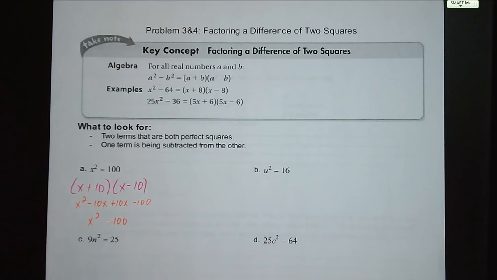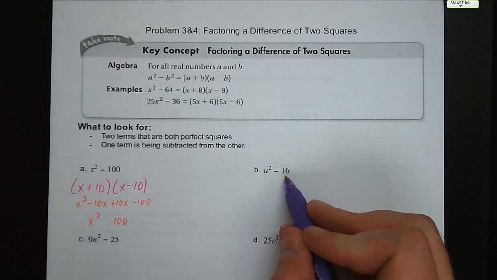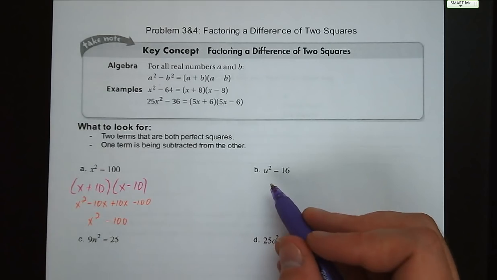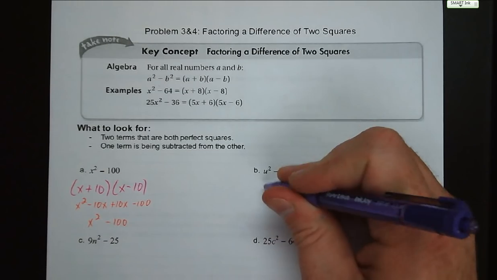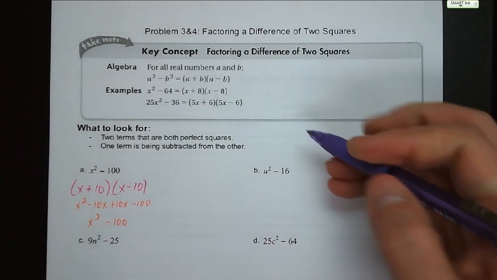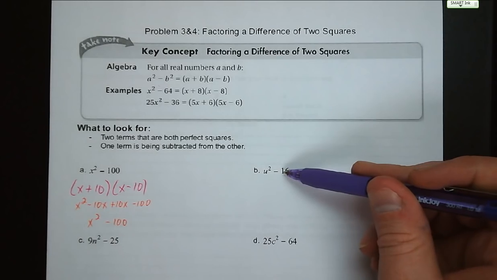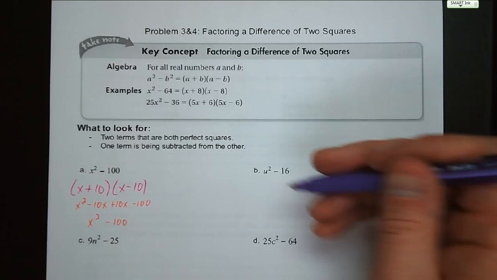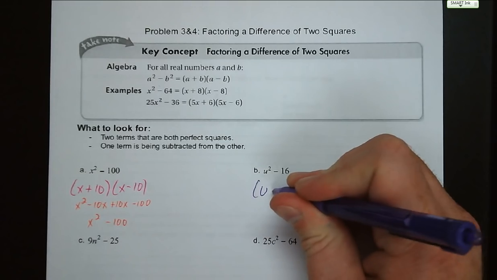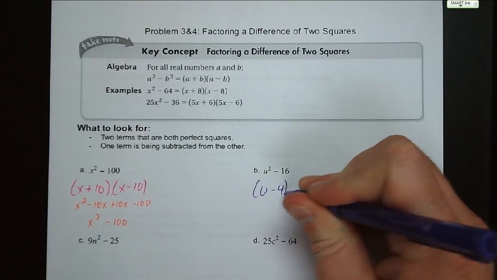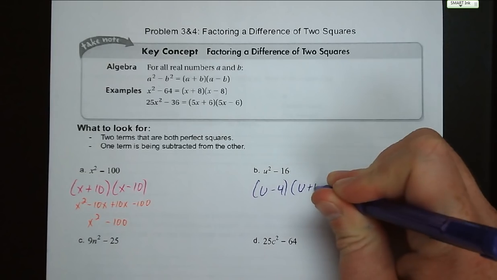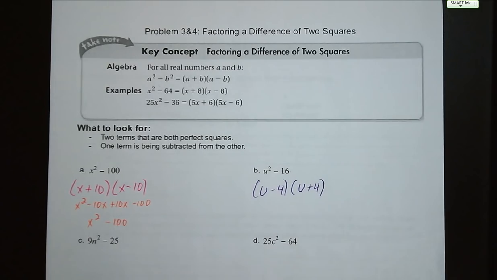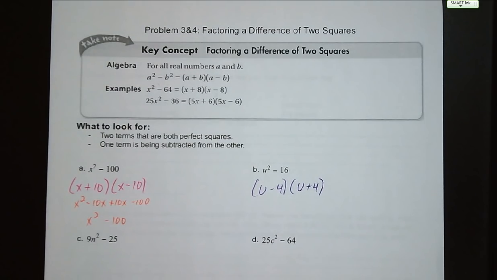Next up, u squared and 16. Are those both perfect squares? Yes. This is u, this is 4. Are we subtracting one from the other? Yes. So it is u minus 4, u plus 4. Mr. Boland, does it matter if it's plus or minus first? No, it really doesn't. It's just whichever way you prefer. Okay?